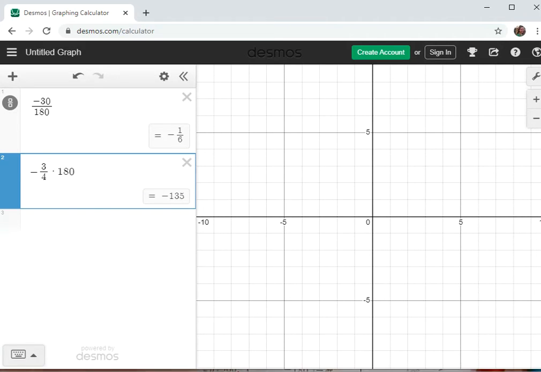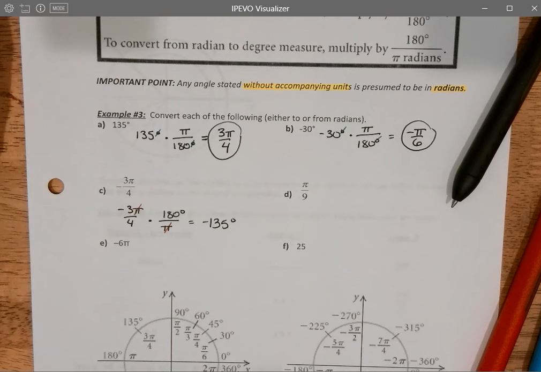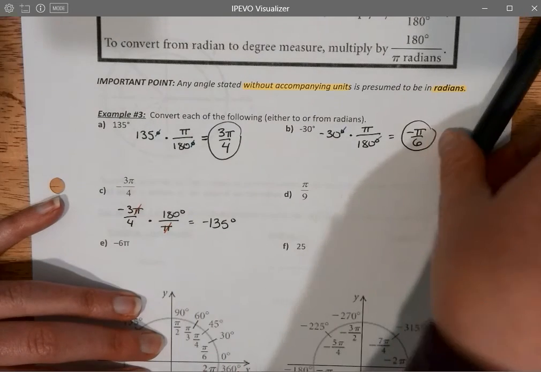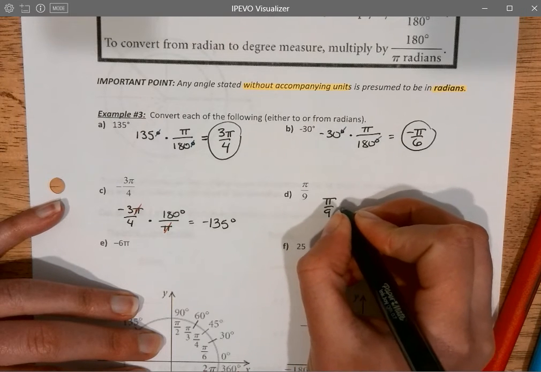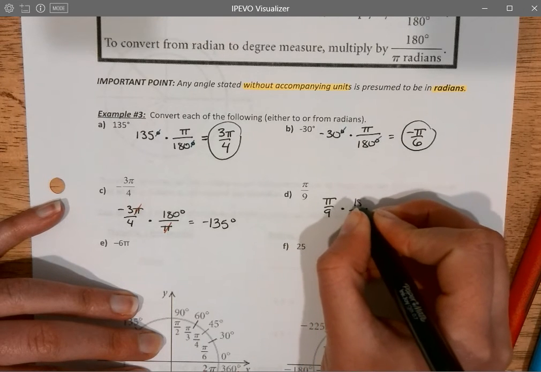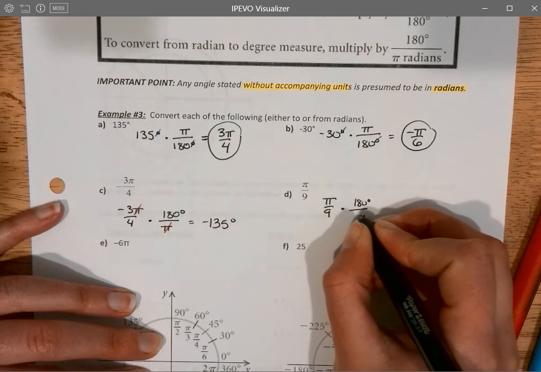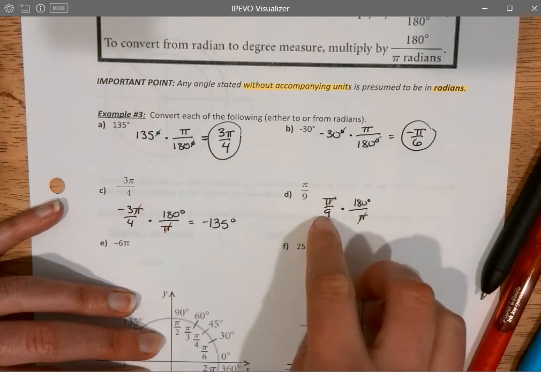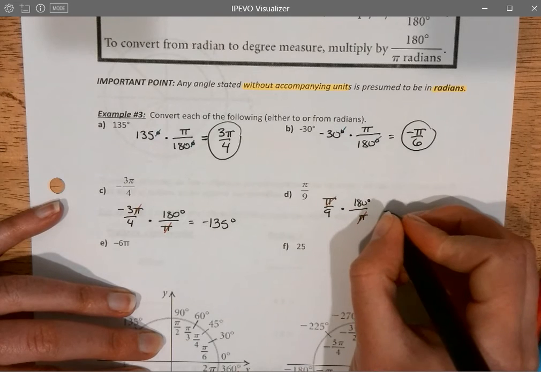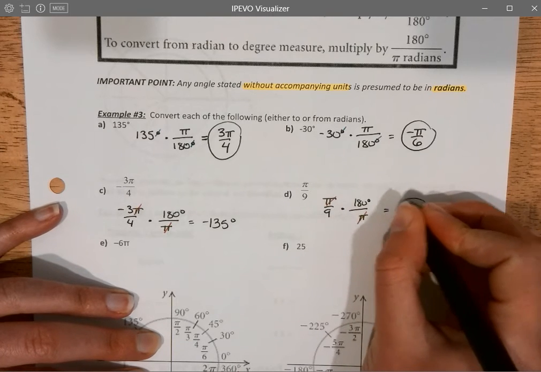All right, then on to the next one. We've got pi ninths. So again, same process, taking pi ninths times 180 degrees over pi. That gets the pi's to cancel. And then I have 180 divided by 9. That should go in evenly and give me 20 degrees.